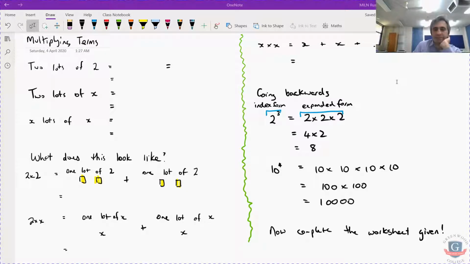Okay, so for our next little presentation on multiplying terms, we're going to have a bit of revision, and then hopefully by the end of it you can do the little worksheet I've set.